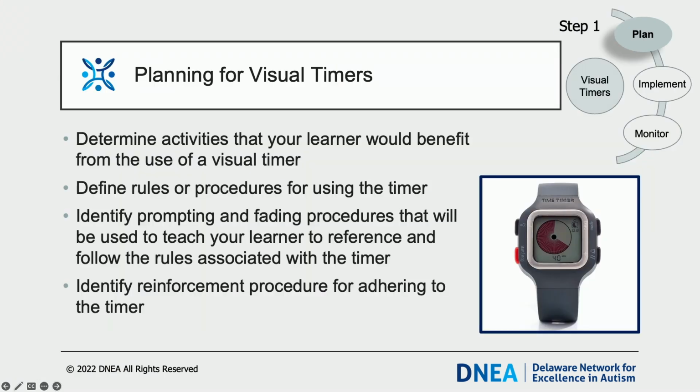When planning for visual timers, you need to determine activities that the individual would benefit from when using a visual timer. You want to define the rules or procedures for using the timer. You also want to identify prompting and fading your prompting in order to help the individual follow the rules and associate it with the timer. Lastly, you want to identify your reinforcement procedures for adhering to the timer.